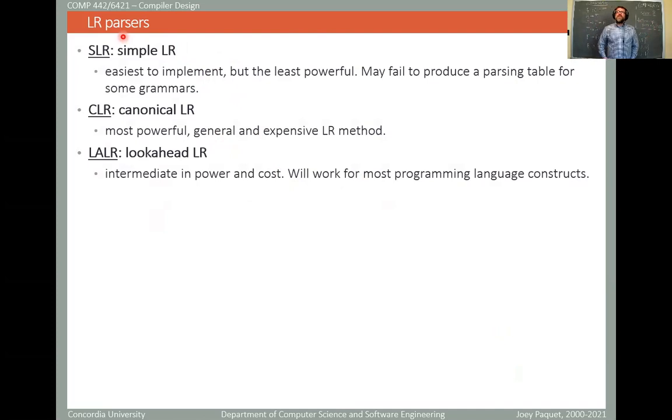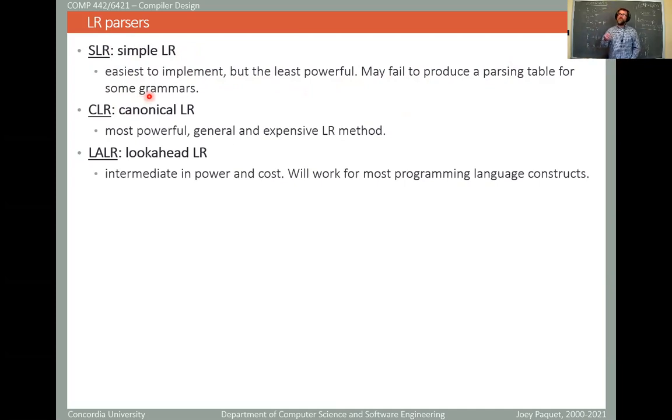So what are the different kinds of LR parsers? There are variations of LR parsers. We will see that in more detail next week. There's first SLR, or simple LR method. That one is the easiest, and that's what we will see today. I'm going to start with this one. It's the easiest to implement, but it's the least powerful, and it may fail to produce a parsing table for some grammars.